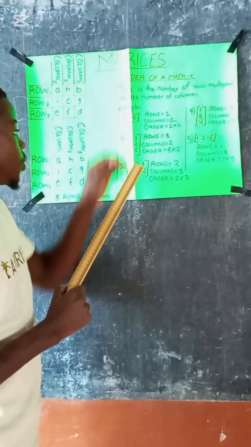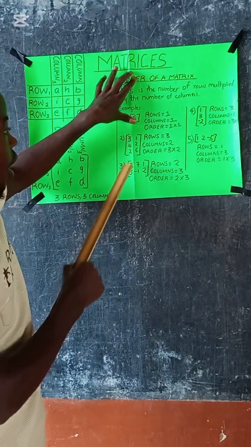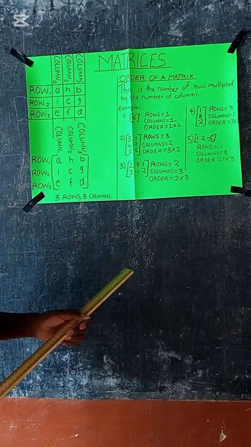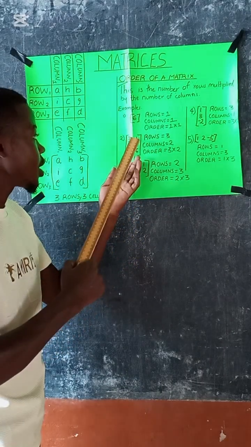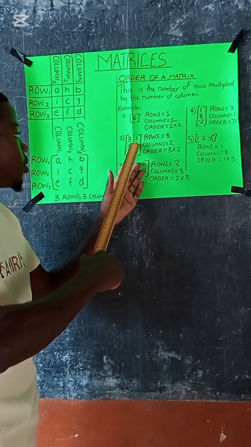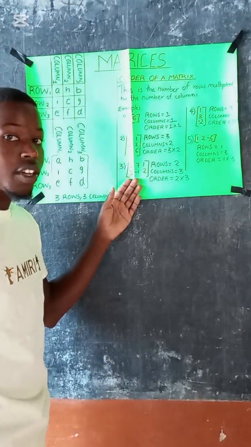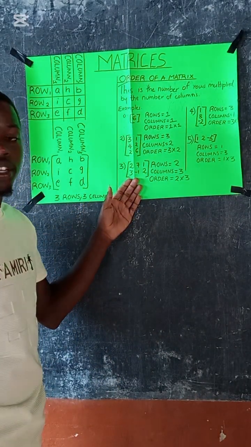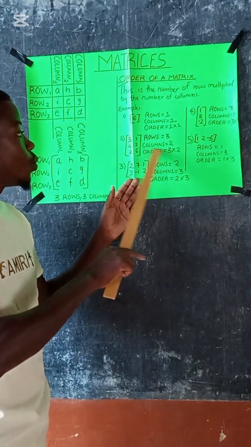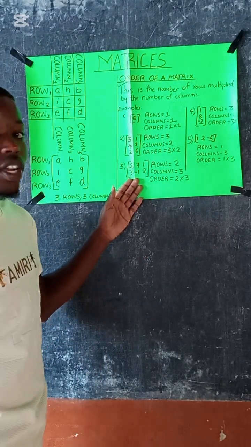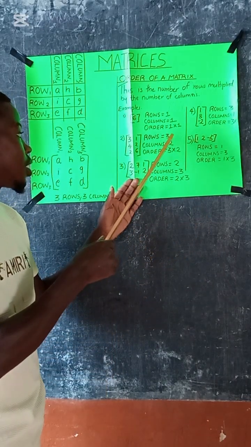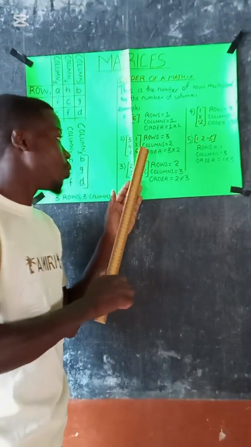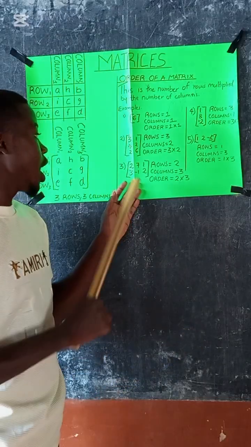Example number 2. We have elements 0 and 1, 4 and 2, and elements 2 and 6. The number of rows here, let us count, 1, 2, and 3. We have 3 rows. What about the number of columns? We have 1 and 2. So we only have 2 columns. The order of the matrix will be the number of rows multiplied by the number of columns. So it will be 3 by 2. We have the order of the matrix.